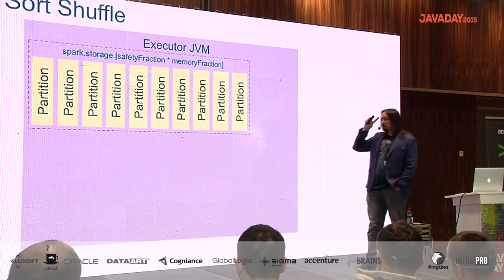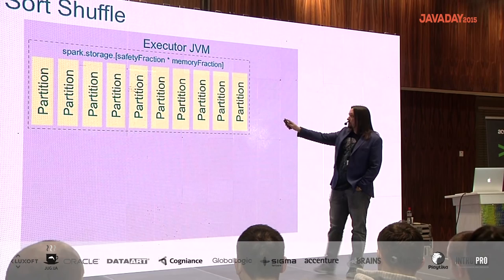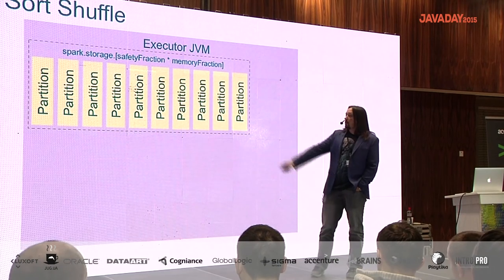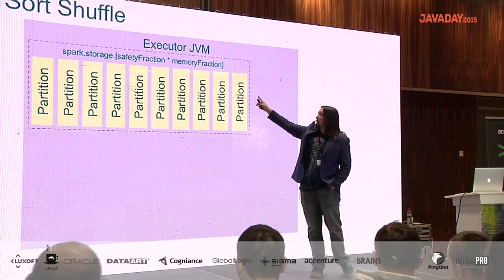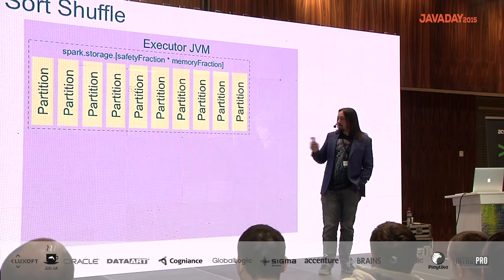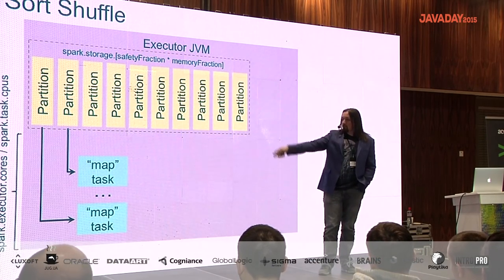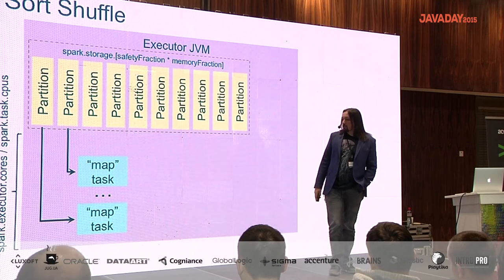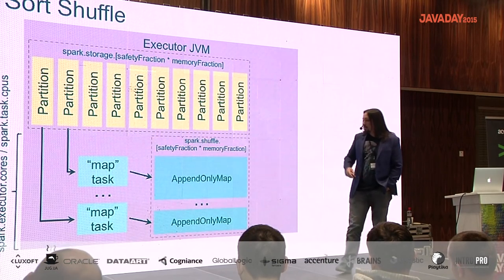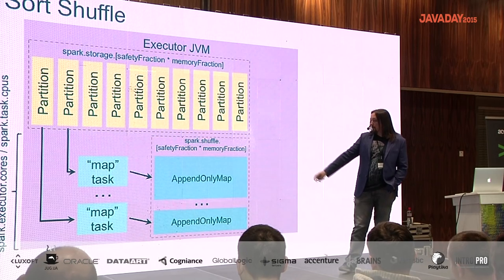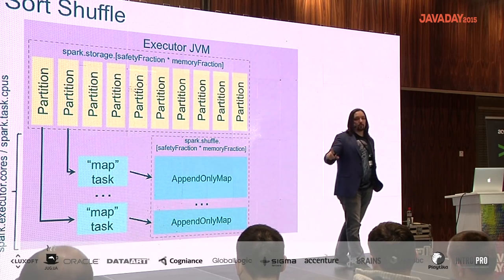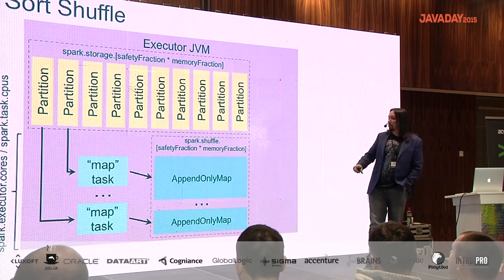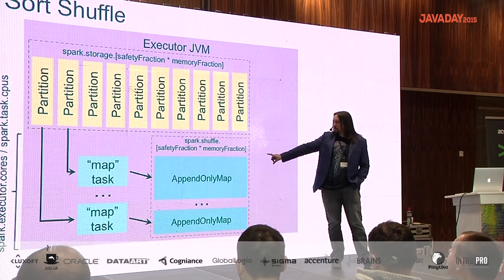Okay, so executor JVM. You get a number of partitions stored in memory. I've shown that it is Spark storage safety fraction multiplied by memory fraction. Then you get a number of parallel map tasks executed. Each of the map tasks uses an append-only map, and this is where you use the memory fraction for the shuffle. This is what I showed you on the slide, how Spark utilizes the memory. Here is where you really need it.